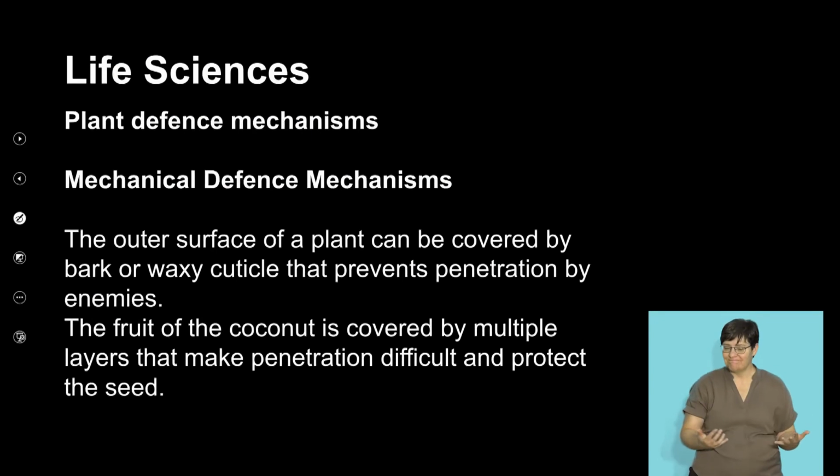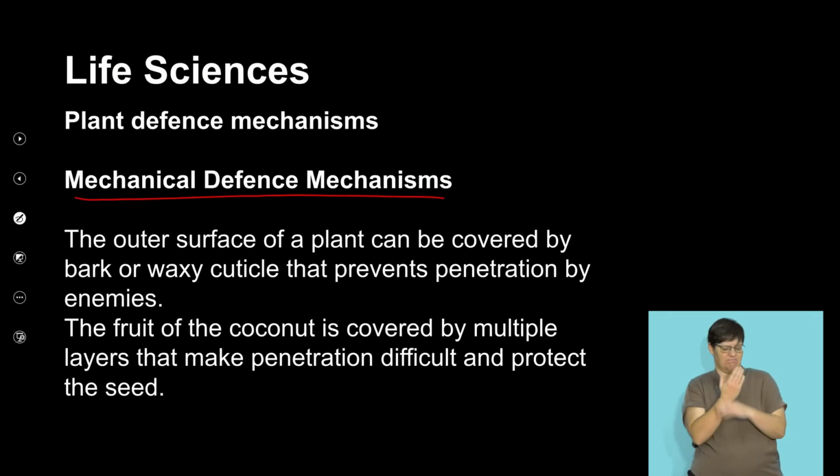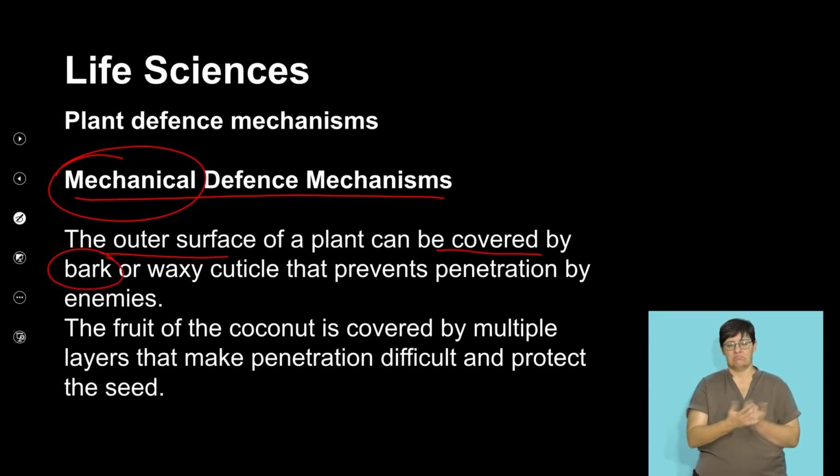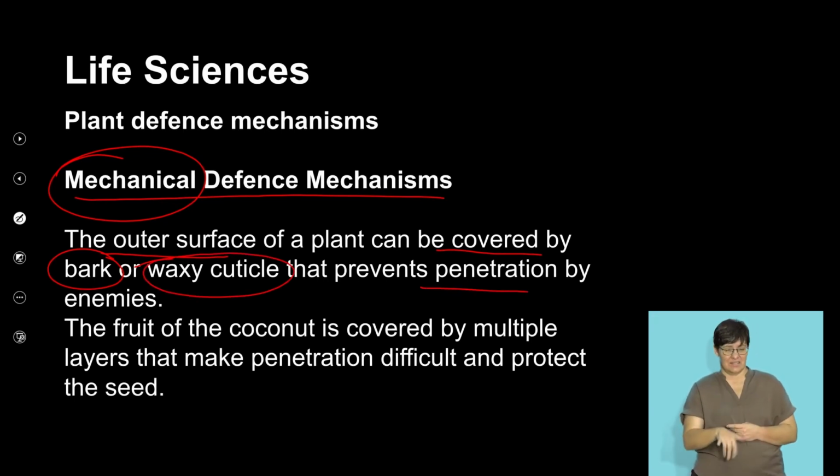So guys, let's look at the mechanical defense mechanisms. Again, it's important that we recognize what mechanical means. So these are physical structures that defend or help a plant defend itself. Let's get into it. There are certain structures on the surface of the plants that prevent them. Examples of these include a bark or a waxy cuticle, and that prevents the penetration from enemies.